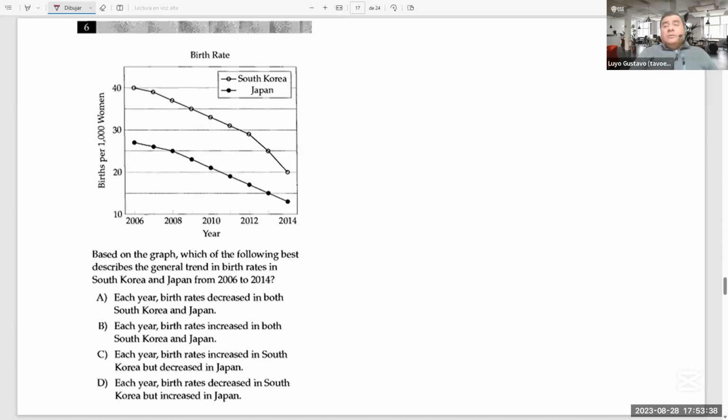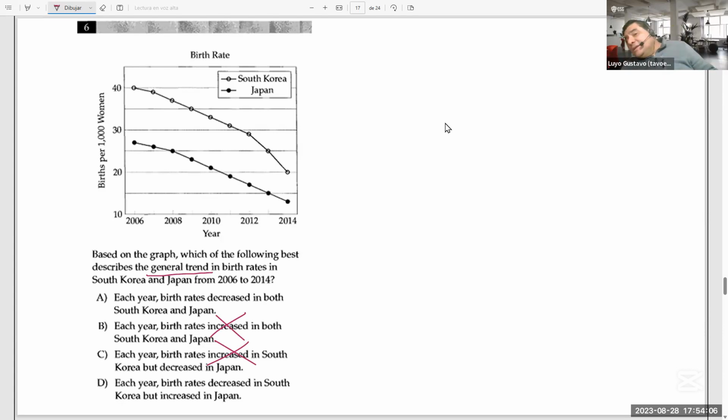Okay, so here we can see clearly that since we're trying to interpret a general trend from these charts, these line graphs, clearly it is a descending trend, right? So we can immediately cross out these two options that show increase. And between the first and the second, here it says increase in Japan. So no, it has to be decrease in both. A.